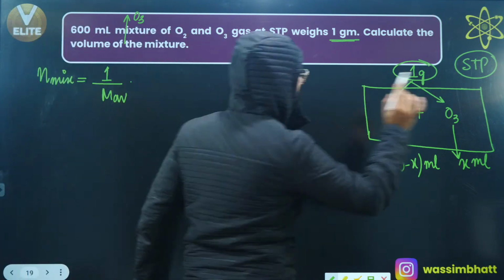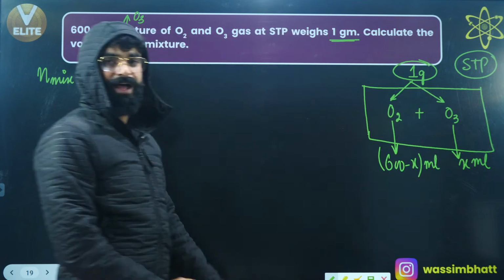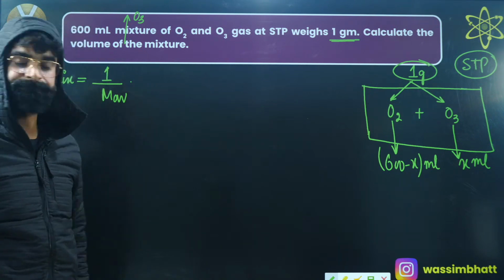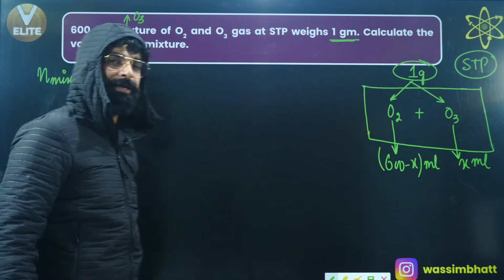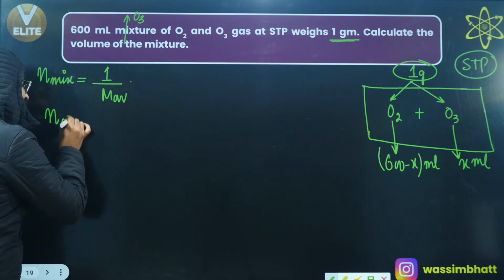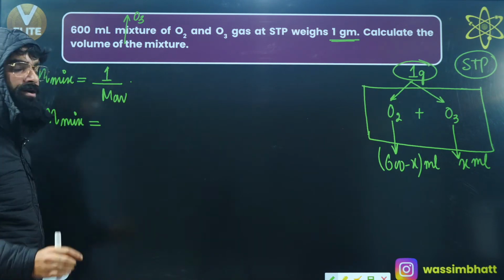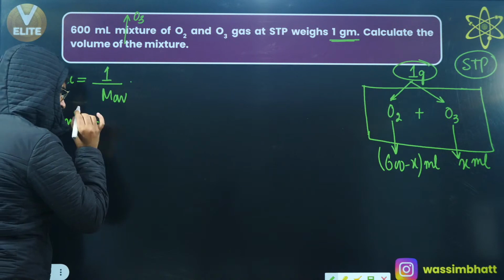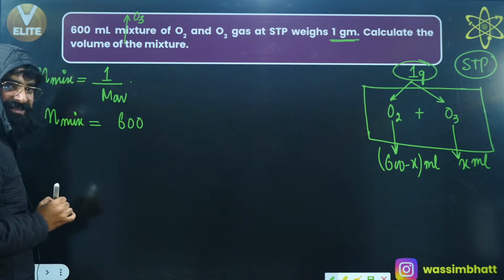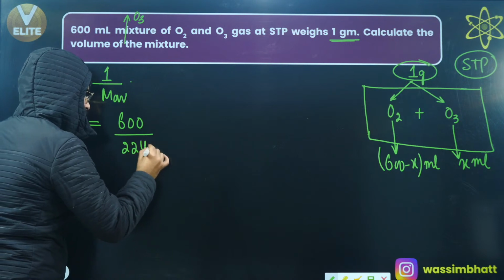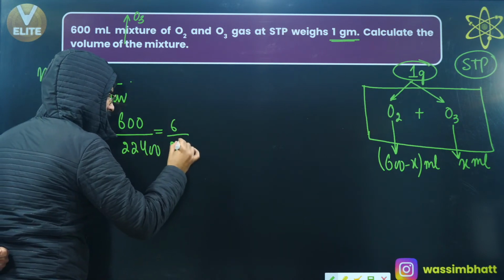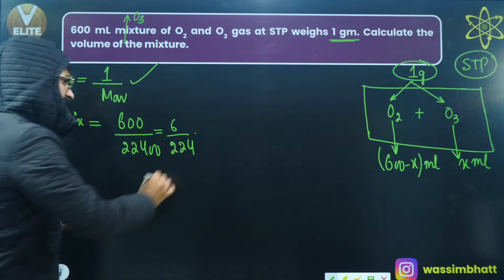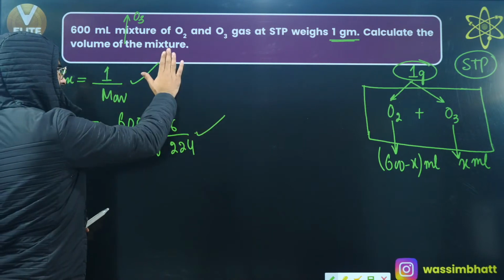Am I given the volume of the mixture? Yes, the volume of the mixture is given to me as 600 ml, and the mixture is present at STP. I can again calculate the total moles present in the mixture using volume data. Total moles present in the mixture is equal to the given volume, 600 ml, divided by 22400. So the value comes out to be 6 upon 224. Do you agree with this? This term is giving you the total moles present in the mixture. Even this term is giving you the total moles present in the mixture, right?